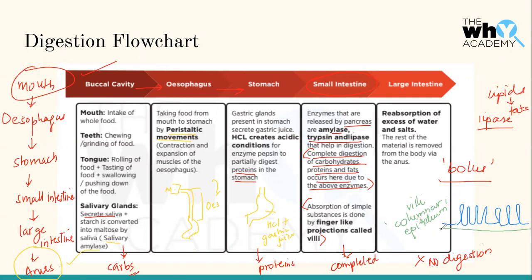Right, so epithelial tissue is basically the one which is present in the linings of various cavities or organs. And in the small intestine, you have columnar epithelium, which has a lot of finger-like projections called villi. Correct? And why are these there? Because they increase the surface area for absorption. So more things are absorbed faster.